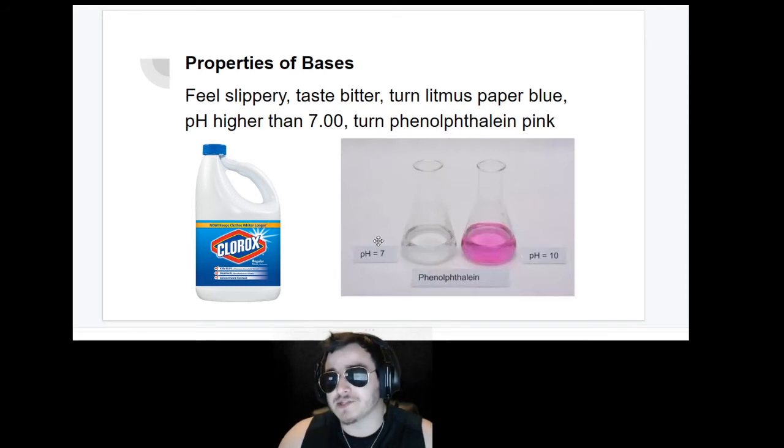So you can see that when it's neutral, phenolphthalein still remains clear, but in a basic solution, even if it didn't have to go all the way to 10, maybe it went to 8, it would turn slightly pink as well.